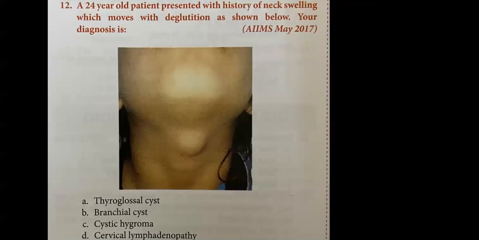If the option C is given as hygroma, or if option C is given as ectopic thyroid gland, the question automatically gets changed: the swelling is moving with protrusion of the tongue.